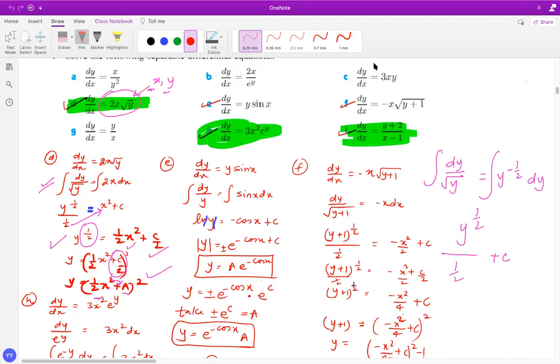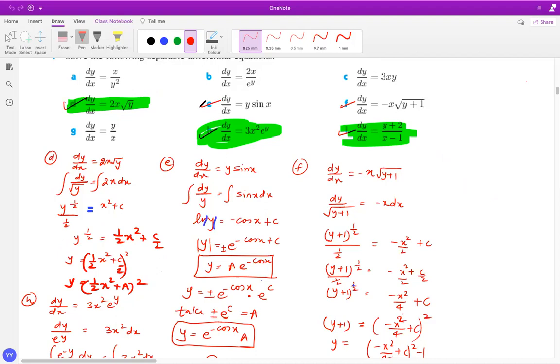So let's take another example. Consider dy over dx is y sine x. What you're going to do is first bring x to one side and y to the other side. Actually, don't bring sine x down. So dy over y equals sine x times dx as it is.